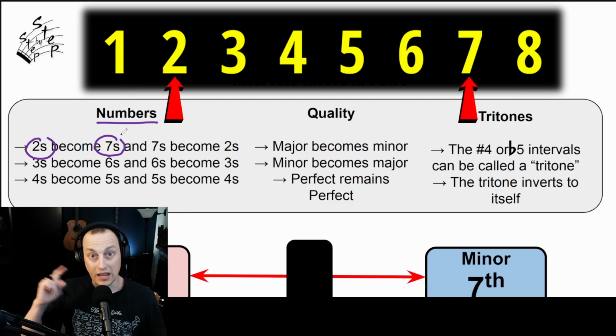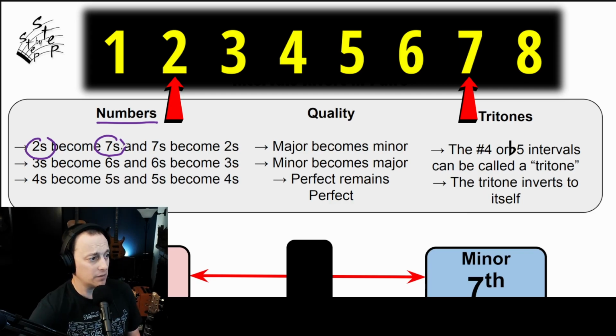Okay, they're a pair that get inverted into each other, meaning, again, the 2s become 7s, and the 7s become 2s. So if you have any kind of 2 and you invert it, it will become some kind of 7. And of course, the opposite is true. Isn't that convenient? So awesome. If you have any kind of 7, it inverts to become some kind of 2.